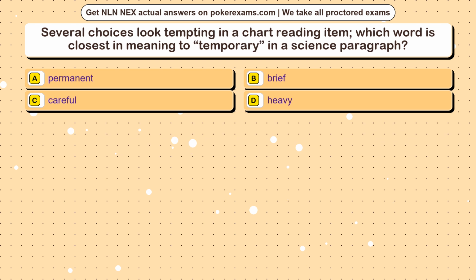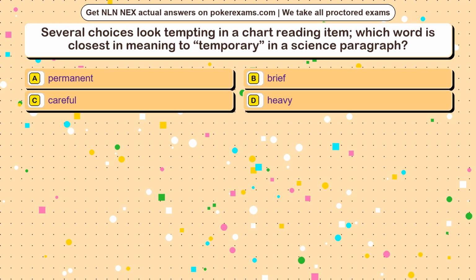Question 12. Several choices look tempting in a chart reading item. Which word is closest in meaning to temporary in a science paragraph? Option A. Permanent. Option B. Brief. Option C. Careful. Option D. Heavy.